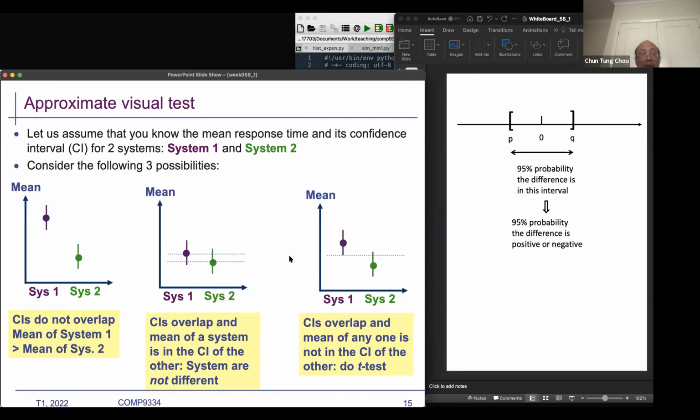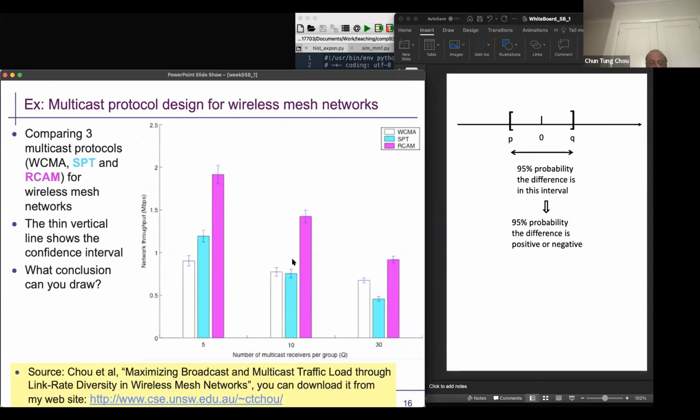Now, let's apply what we have learned on the previous slide to this particular example. If you learn computer networking, you know there are a lot of different protocols that people use, and different protocols can have different throughput and different results. This is a piece of research that I did a while ago, and what we want to study is 3 different protocols. One is called WCMA, the other is called SPT, and the third is called RCAM.